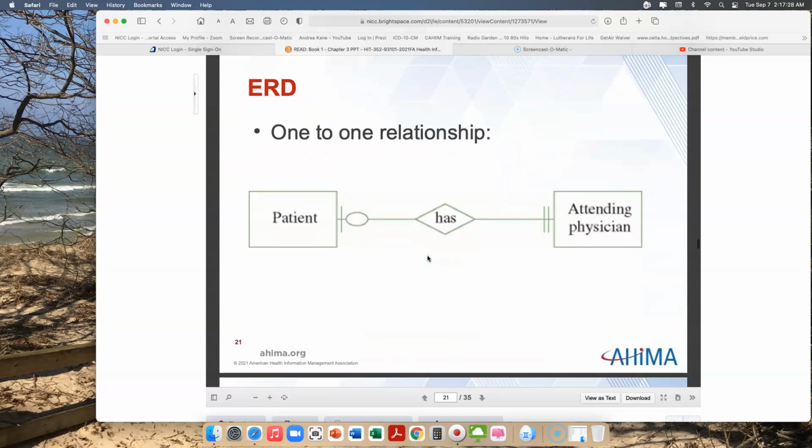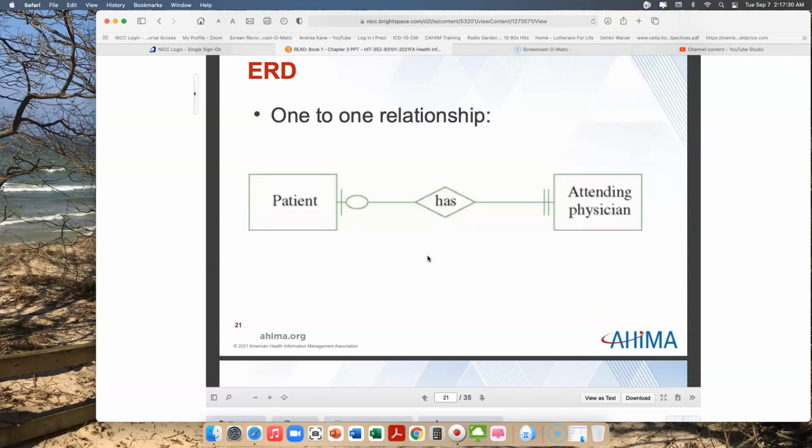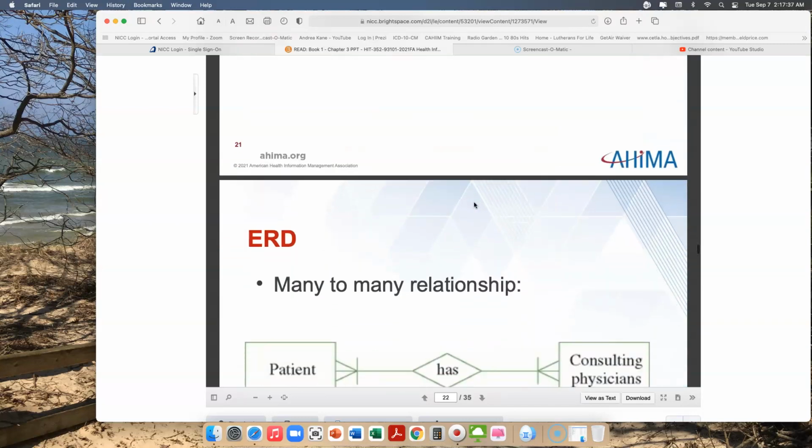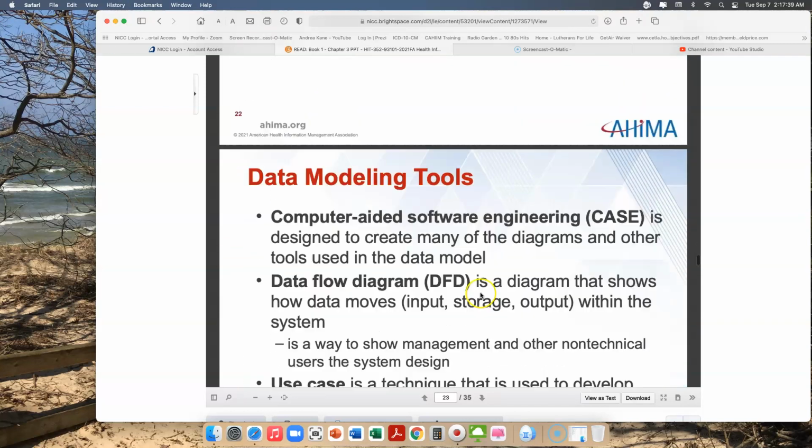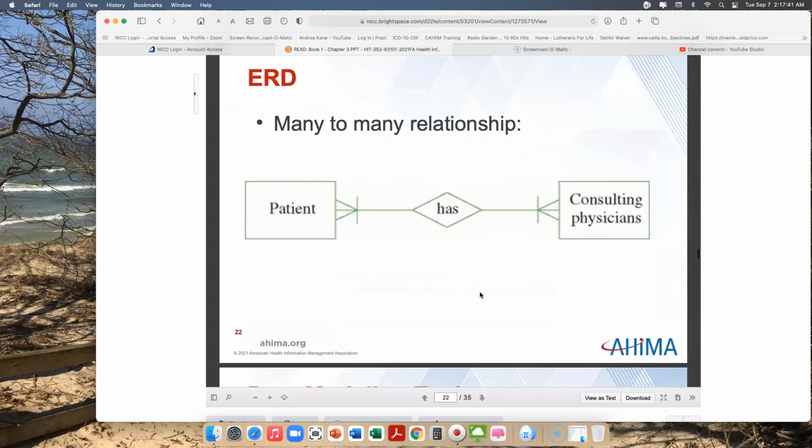So this is an example of how it looks. This is an example of a one-to-one relationship where the patient has one attending physician. Many-to-many relationships, you have a patient who has consulting physicians, more than one.